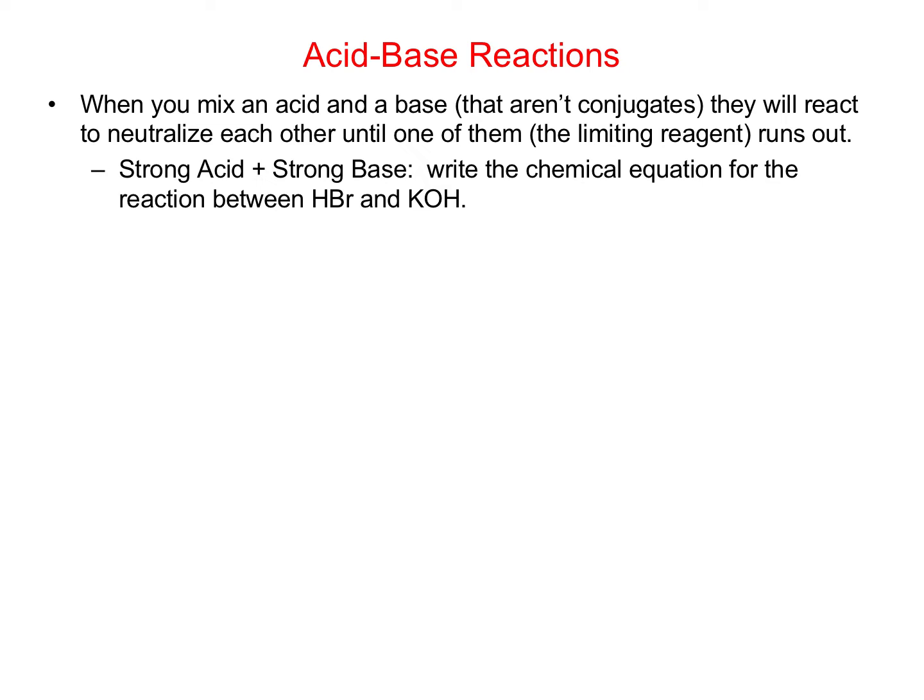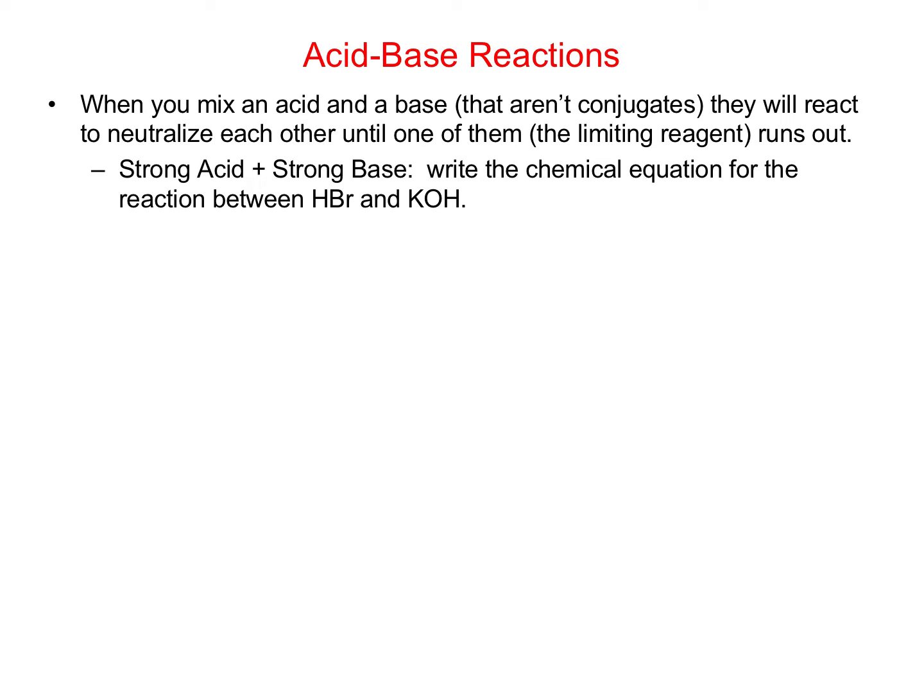So when we mix an acid and a base that aren't conjugates of one another, if they're conjugates, they're going to make a buffer. If they're not conjugates, the acid and base are going to react with one another and neutralize each other, and so one of them, whichever one is the limiting reagent, runs out. And for these acid-base reactions, one of the difficult things is just writing the chemical reaction that we're interested in. So the first couple examples we're going to look at are just examples of writing these acid-base reactions.